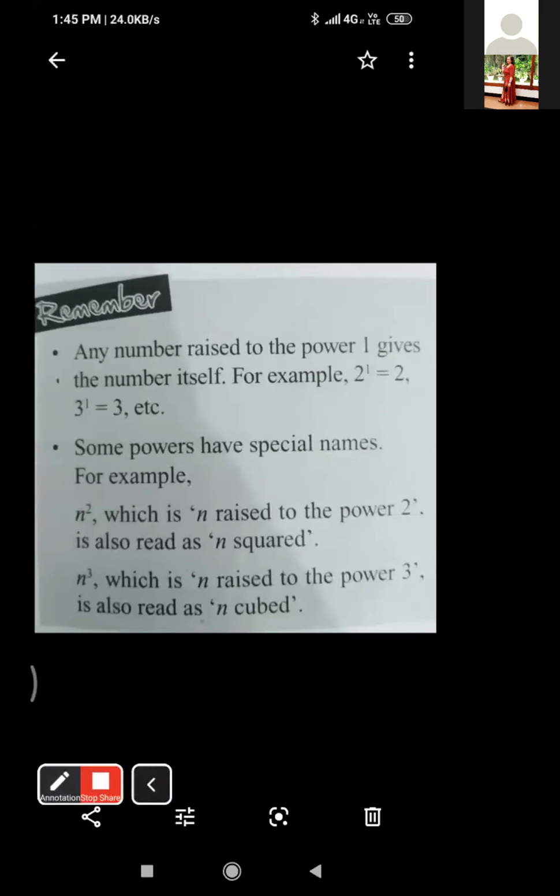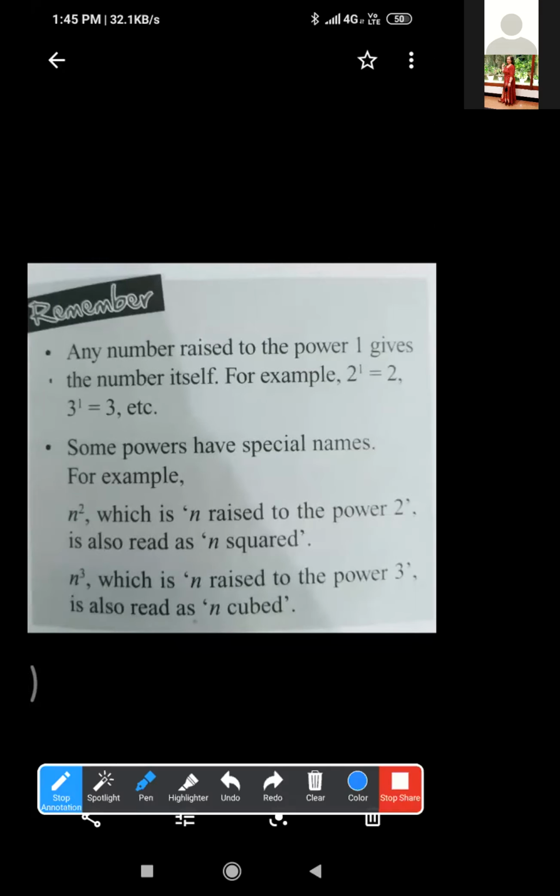It means 2 raised to power 1 is 2, multiplied one time only. 2. Okay. 3 is multiplied one time, means 3 only. Clear? Next is, some powers have special names.